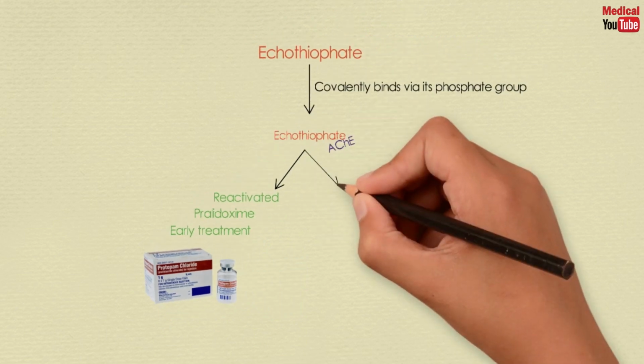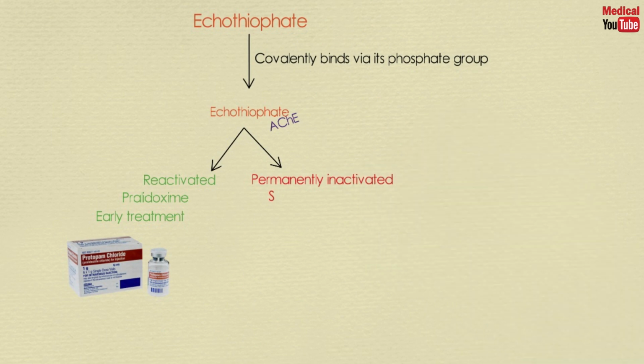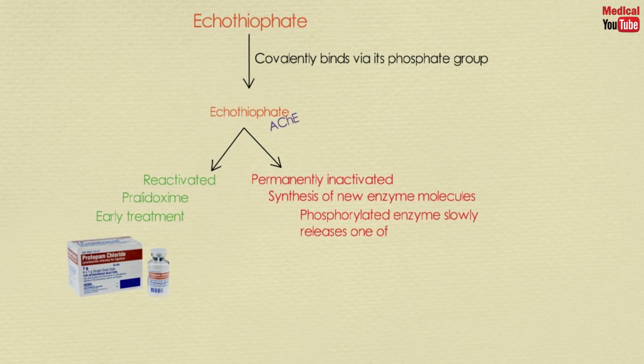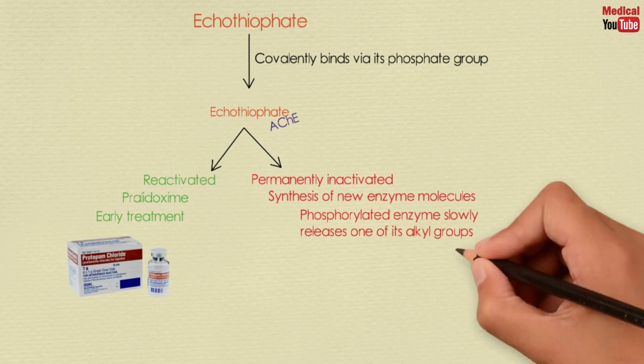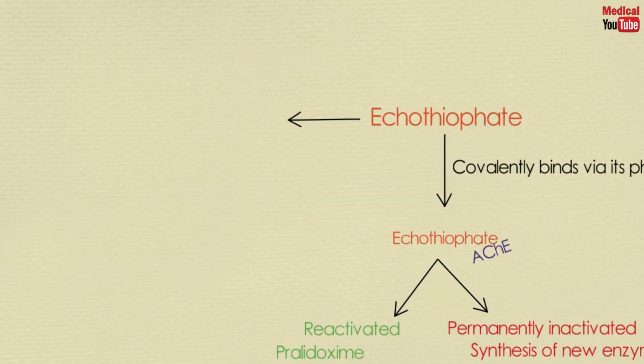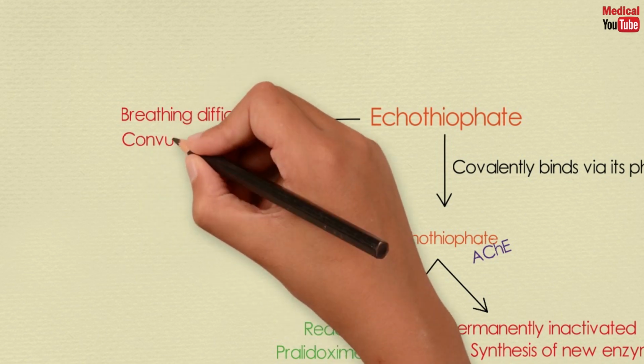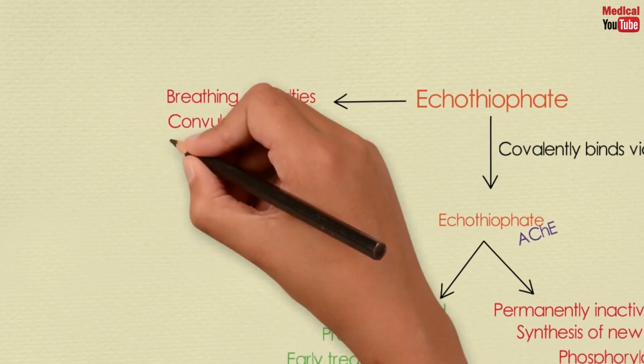Or the enzyme is permanently inactivated, and restoration of acetylcholinesterase activity requires the synthesis of new enzyme molecules, as the phosphorylated enzyme slowly releases one of its alkyl groups, which is called aging. Echothiophate actions include generalized cholinergic stimulation, paralysis of motor function causing breathing difficulties, and convulsions. It also produces intense miosis.